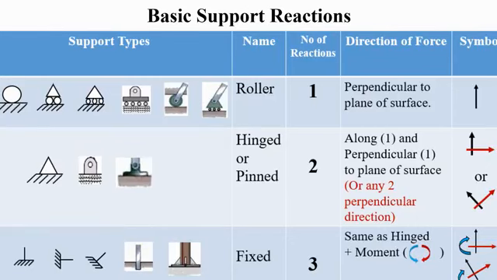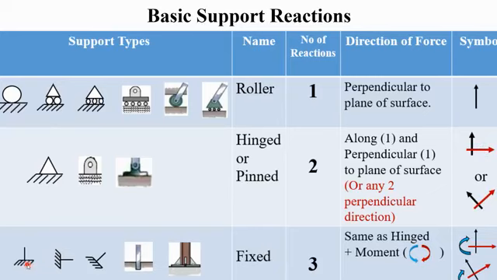Support reactions and moments. We can see there are basically three types of support. One is roller support. The picture may be any of these. It has one reaction and the reaction is perpendicular to the plane of the surface. If it is hinge support, or we can call it pinned support, it has two reactions. It can be in two directions, but these axes must be perpendicular to each other.